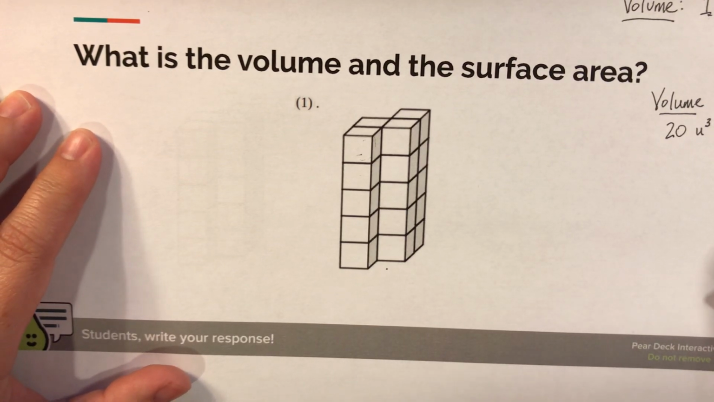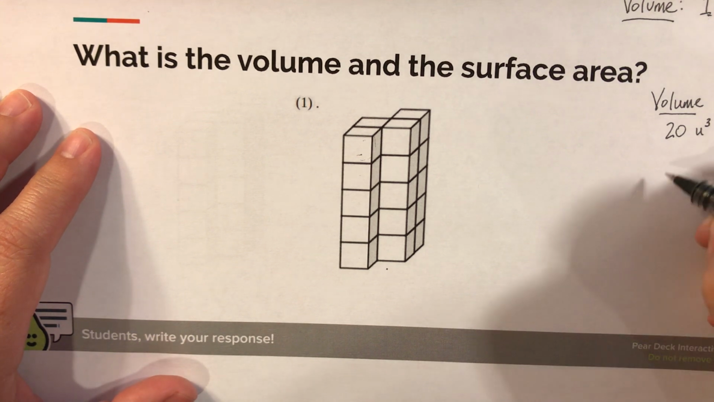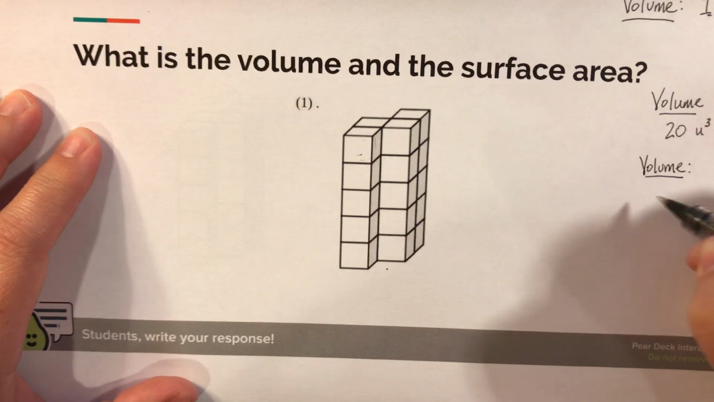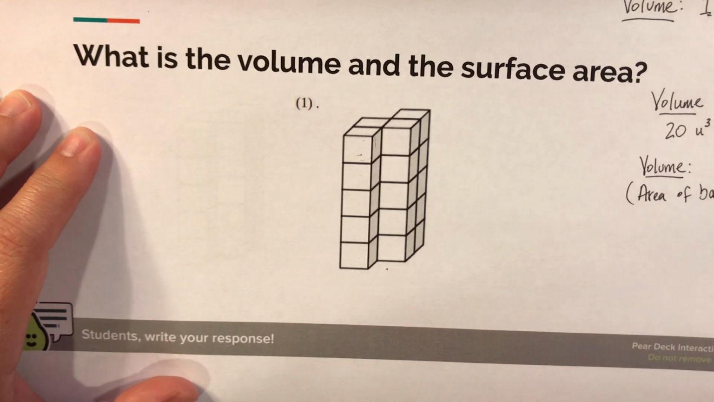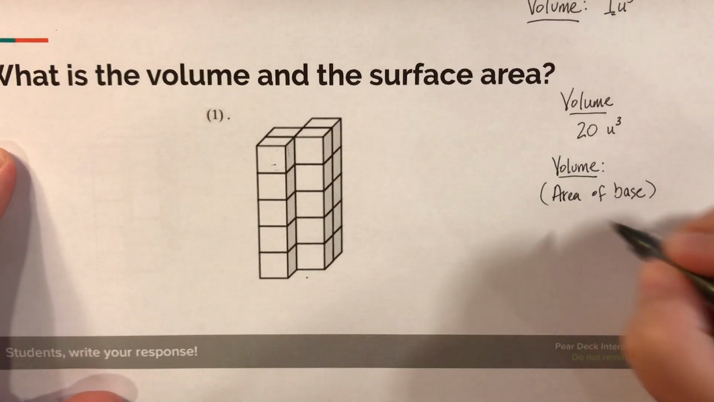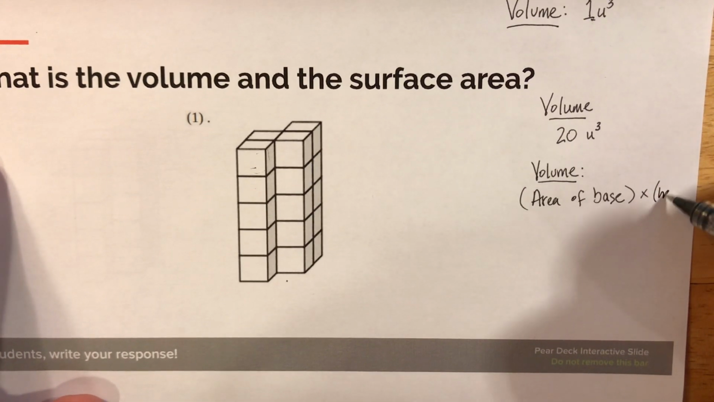Now, what if your solid is not made up of blocks? One of the further questions asks you to find the volume and it's not spaced out in blocks. The easiest way to find the volume of a 3-dimensional shape is to find the area of the base, and then multiply the area of the base times the height of the solid.